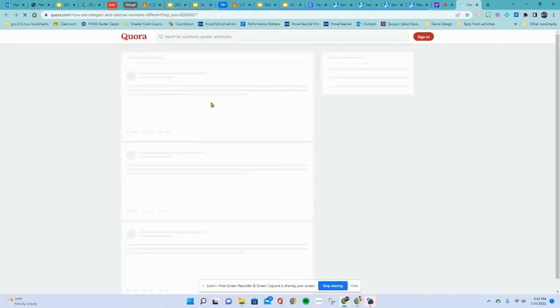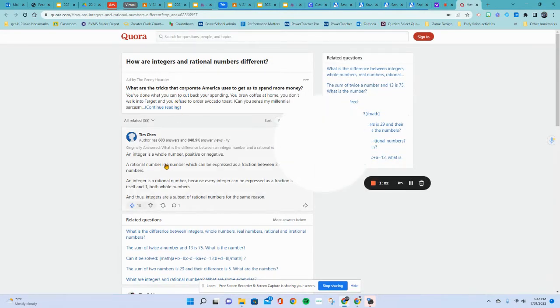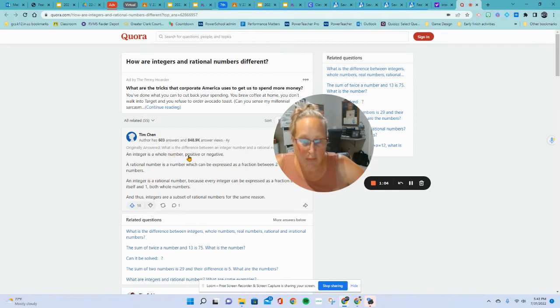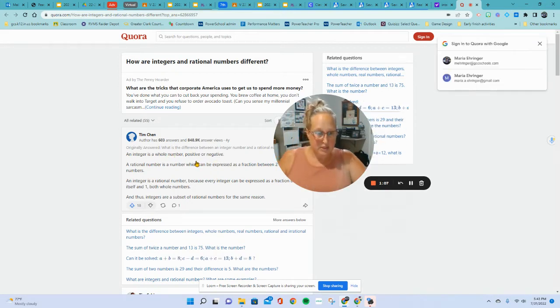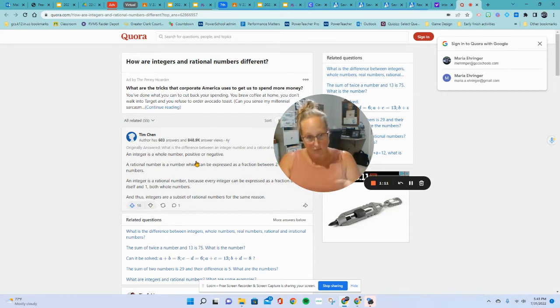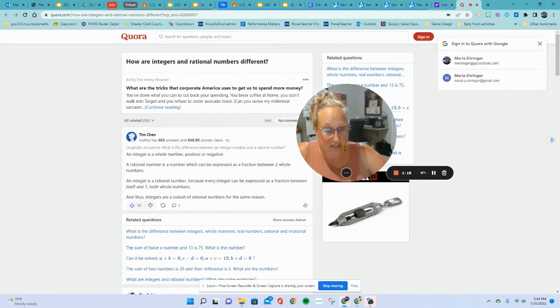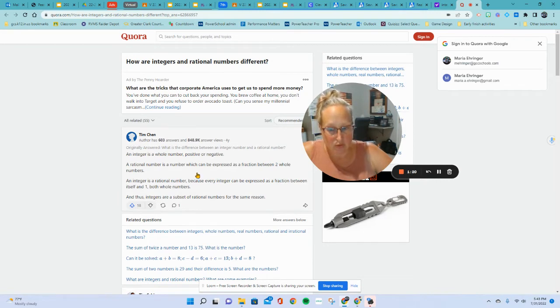So this definition says, that is not it. An integer is a whole number, positive or negative. So that means an integer is one of those counting numbers and their opposites. So 1, -1, 2, -2, 3, -3. A rational number is a number that can be expressed as a fraction between two whole numbers. So that means it can be expressed as a fraction. 3/4, 2/3, 1/16. I'm not sure what they mean by between two whole numbers.